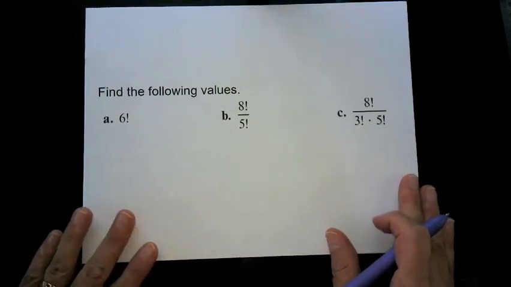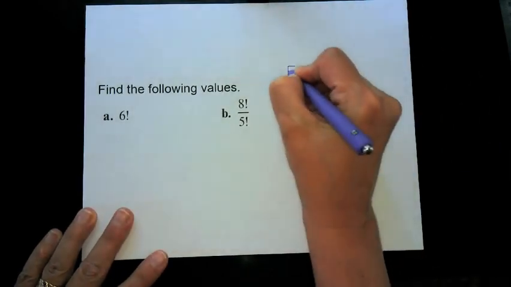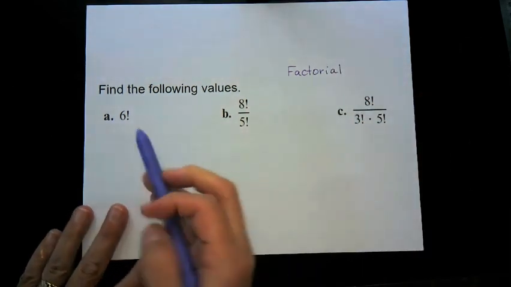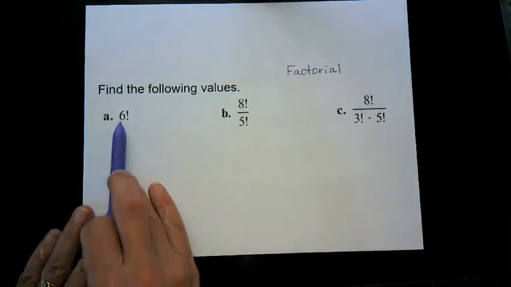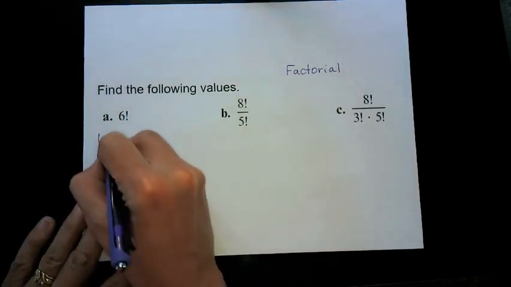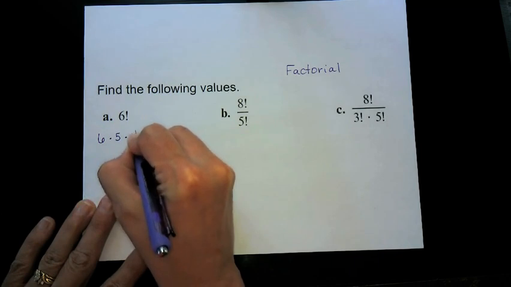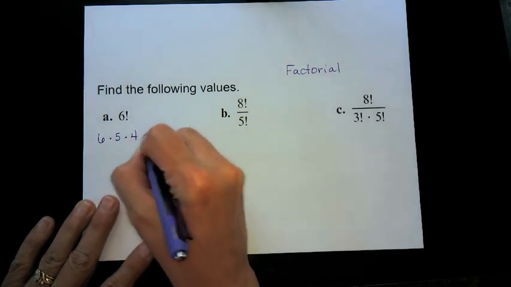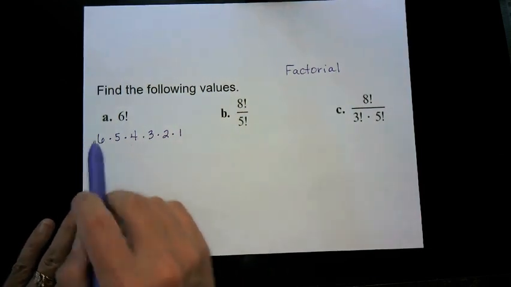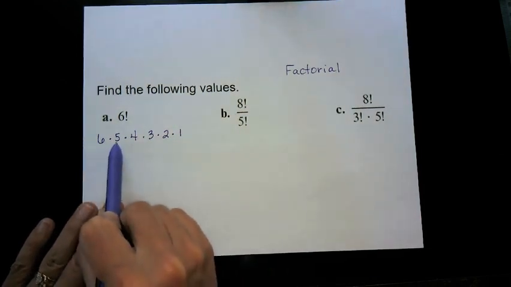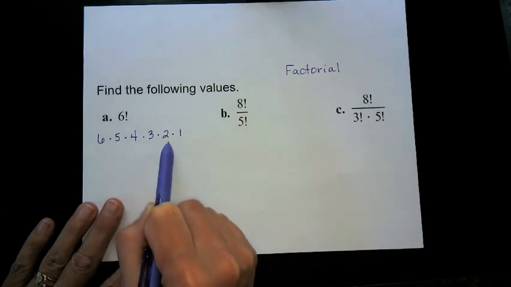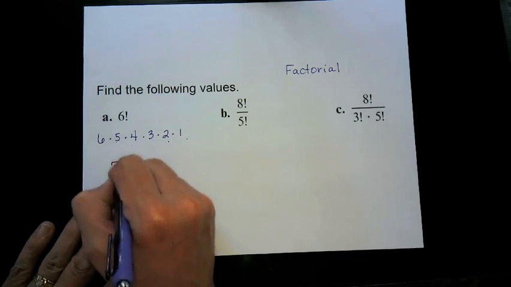Now, the last part of this lesson looks at something called a factorial. A factorial is what we are using this little exclamation point with. So when you see 6 factorial, here's what that means. That means to start at 6 and multiply by every whole number less than 6 until you get to 1. Okay, so if you multiply those, 6 times 5 is 30, times 4, 120, times 3, 360, times 2, 720, times 1, 720.